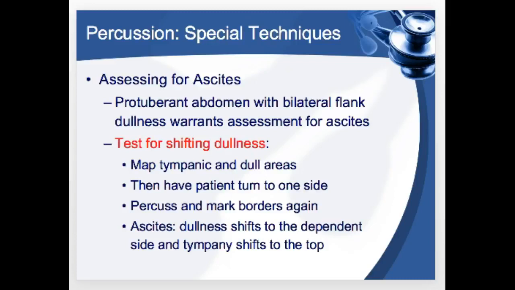So you map out the tympanic and the dull areas when the patient's laying flat. And obviously, it should be dull on each side because the fluid is down at the bottom, right? And tympanic at the top because the air is at the top. When you have the patient roll to one side, all the fluid goes to the dependent side. If you turn the patient to their left, then the right side, which is higher, is now tympanic because all the fluid that was there is now down in the dependent area. So you can test for that shifting dullness when the patient moves around.